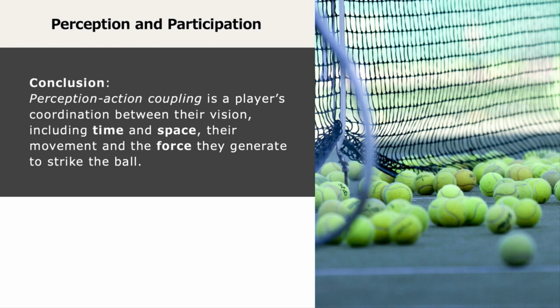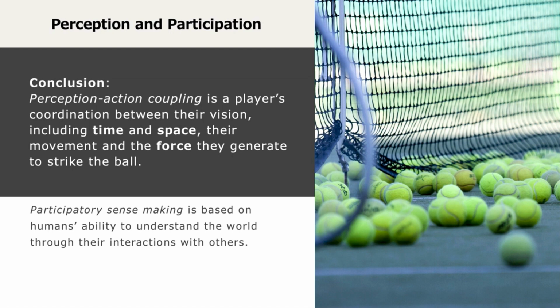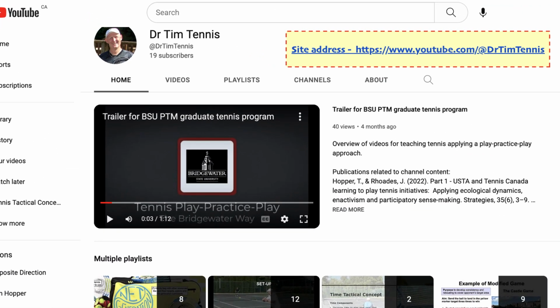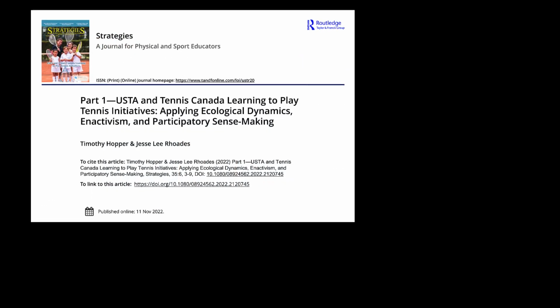The concept you've seen in other videos in our playlist talk about in motor learning perception action coupling, and its ability of the players to coordinate their vision, and that includes the anticipation of time and space of the ball coming, their movement and the force that they can generate when they strike the ball, and how they combine those things becomes a critical aspect of their play. And then this participatory sense-making process only happens when you play with others, and therefore by playing with others you start to understand where's the risk in your game against theirs, how can you gain an advantage, and it's only through playing games that you really make sense of how to understand these tactical concepts.